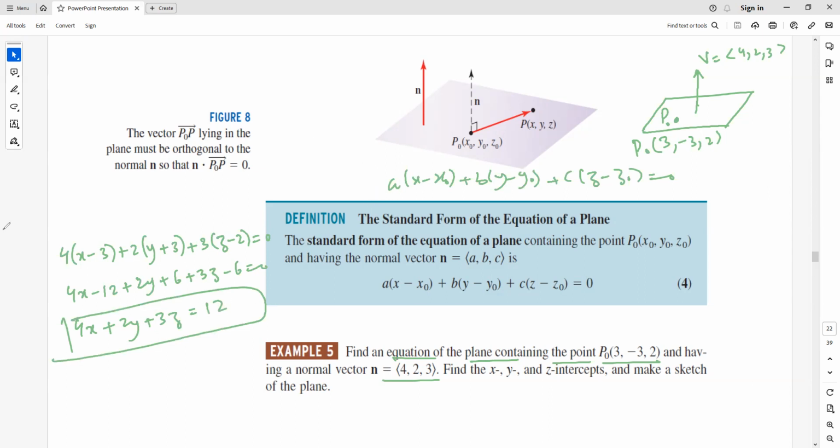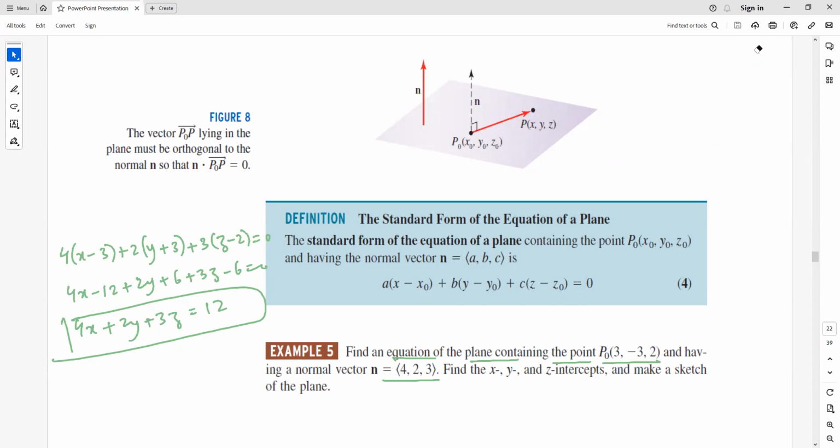Now if we want to draw the plane, we need to find the x, y, and z intercepts of this plane, right? So the x-intercept is one where the y and z will be 0. So if I draw the three-dimensional space like this, x, y, and z, the x-intercept will be the point where the plane is cutting the x-axis.